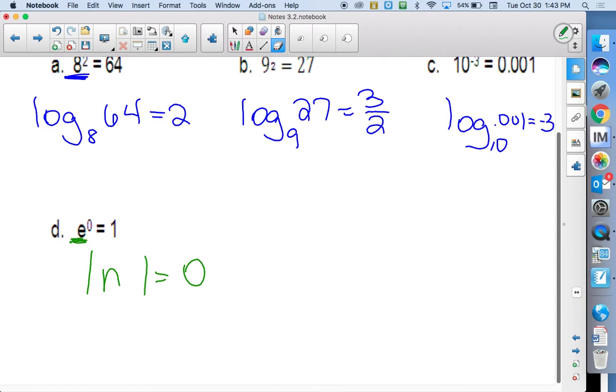Every time you have natural log, it's there. It's just invisible. It's just like having x squared. You usually don't write 1x squared. You just write x squared. The 1 is always just sitting there. You just don't see it.